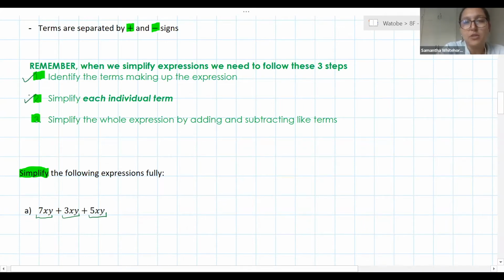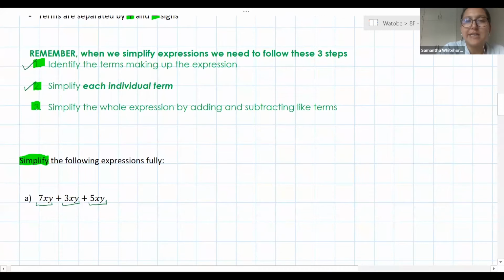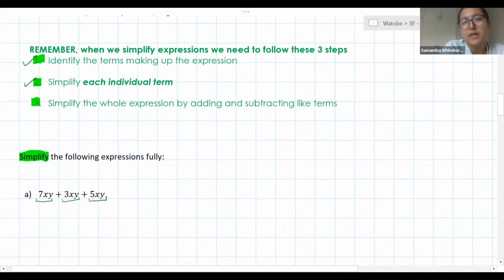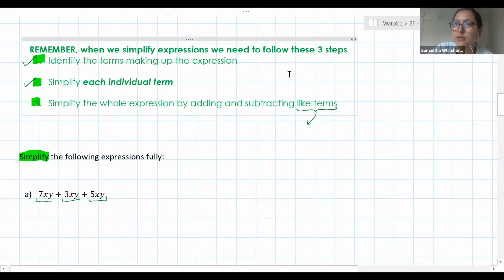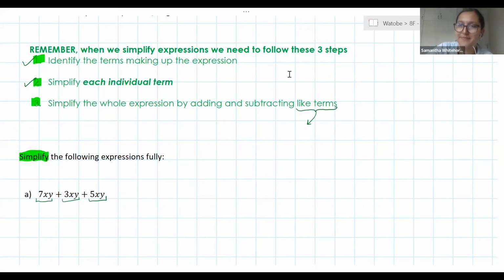So technically step 2 is done for me. And so now what I want to do is add and subtract any like terms that I have. Now, can someone remind me, and again, you can raise your hand or you can pop it in the chat, what are like terms? What do I look out for when I'm talking about like terms? Okay, Tandor, what are like terms?